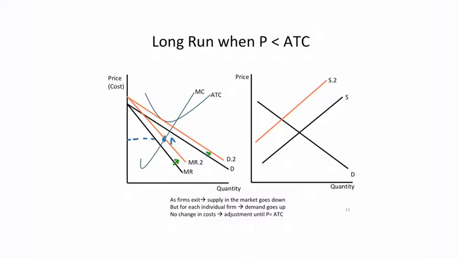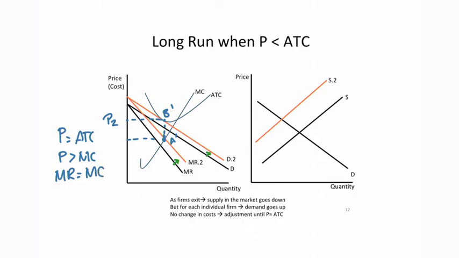We'll call this point A prime. And the price is based on the new demand. We'll call this P2. At this point, point B prime, what we observe is that the price is equal to average total cost. The price is greater than marginal cost, and we're producing where marginal revenue is equal to marginal cost.